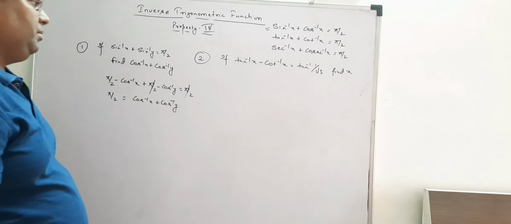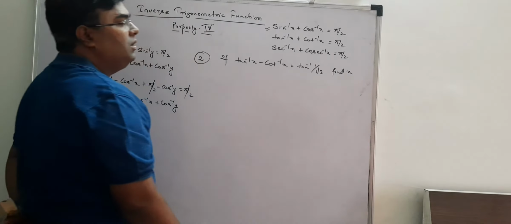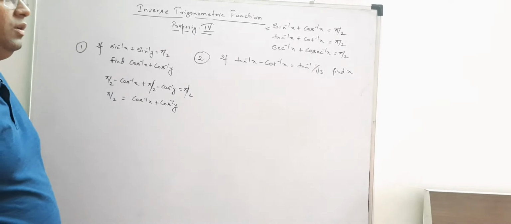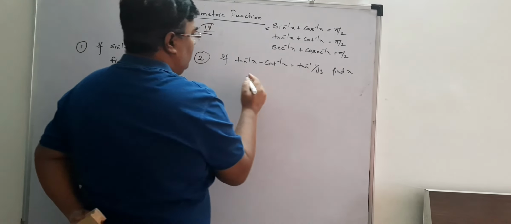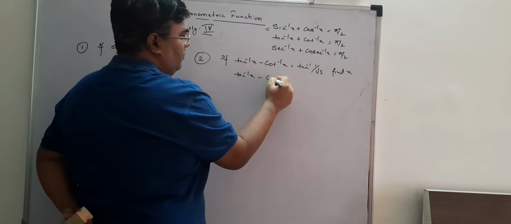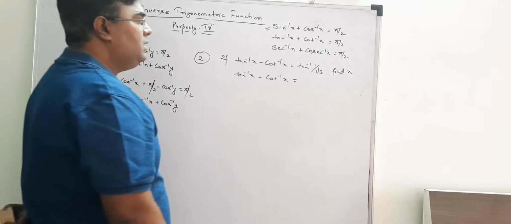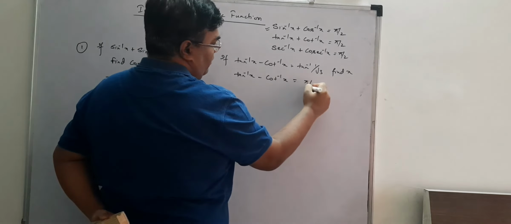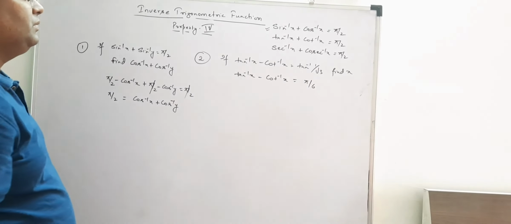Let's solve another example. Here it is given that tan inverse x minus cot inverse x is equal to tan inverse 1 by root 3. What is the value of x? We know tan inverse 1 by root 3. What is the value of tan inverse 1 by root 3? It is pi by 6, 30 degrees, correct?